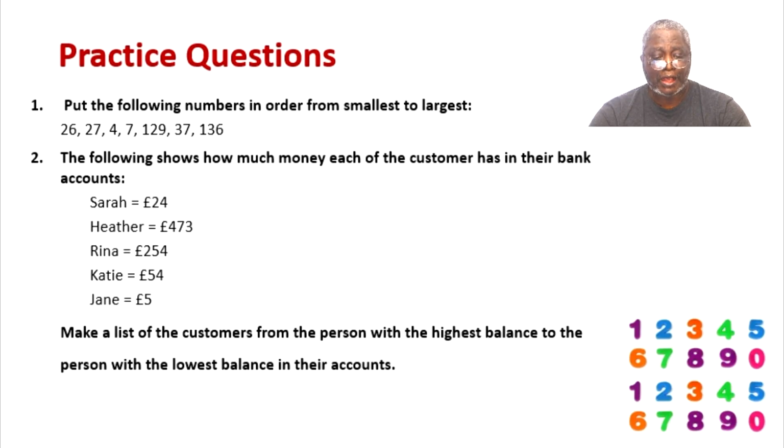Question 2. The following shows how much money each of the customers has in their bank accounts. Sarah, £24. Heather, £473. Rena, £254. Katie, £54, and Jane, £5. Make a list of the customers from the person with the highest balance to the person with the lowest balance in their accounts. How do we do that? We follow the same principle. When you're doing this, forget about the pound sign, just organize them and then you can add the pound sign at the end.